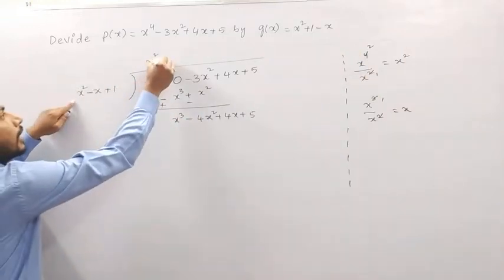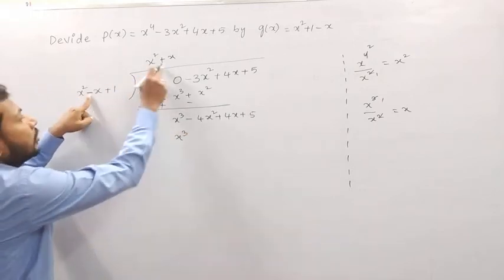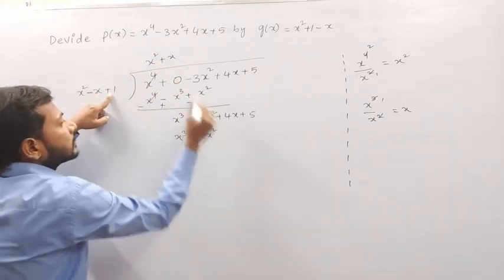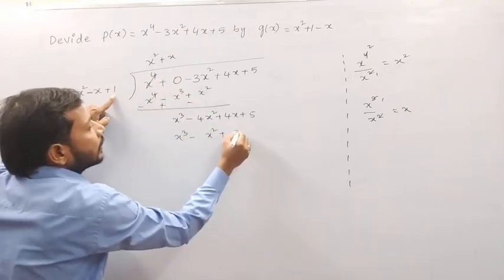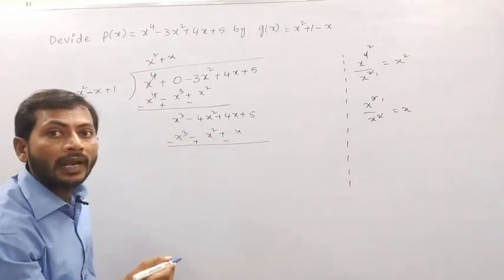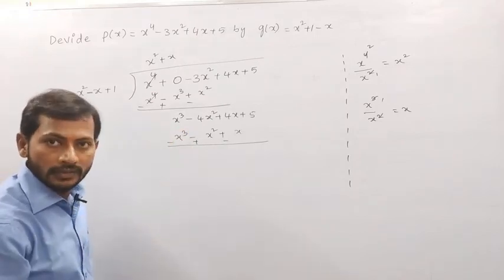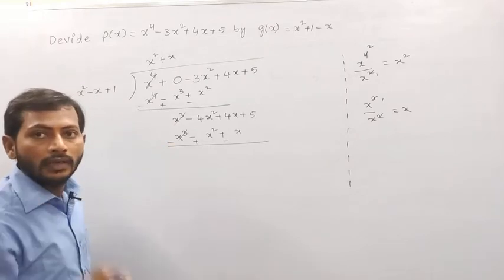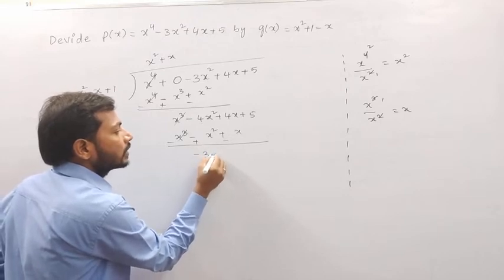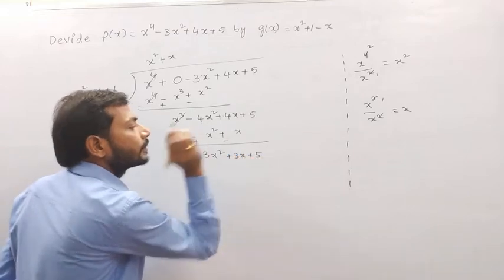Then what am I writing here? Plus x. X square into x: x power 3. Minus into plus: minus x into x square. Plus into plus: 1 into x. Clear? Then minus plus minus. Why am I subtracting? I want to eliminate the higher power terms. Only then is it called division. Then I am going to divide. Eliminated. Then minus 4x square plus x square is minus 3x square, plus 4x minus x plus 3x, plus 5.